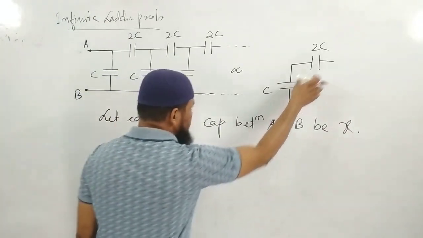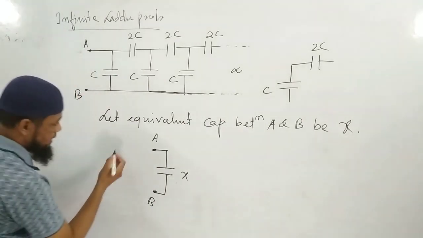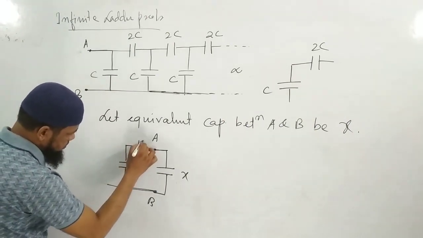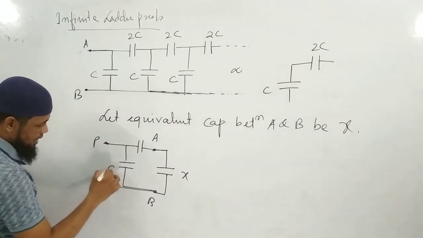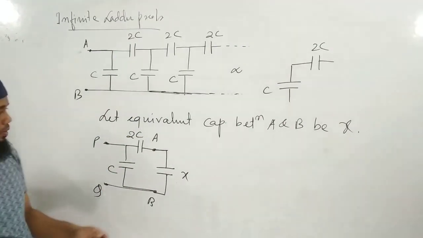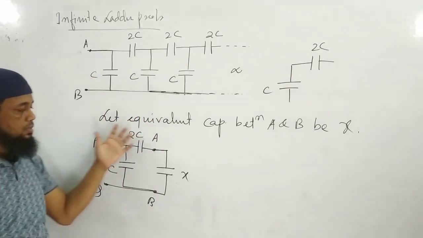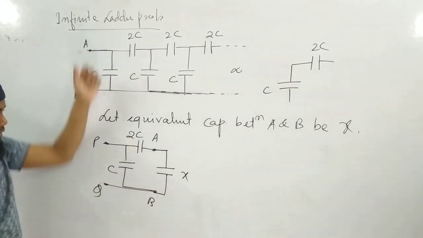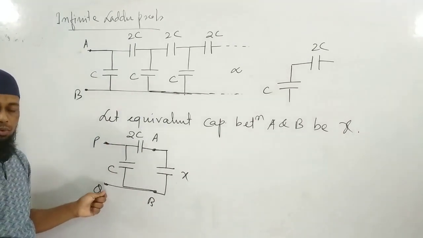So an element of this kind, let me add between A and B in front. Let me call these two points P and Q. I have added an element C and twice C. Now I have assumed the equivalent capacitance of this circuit to be X. Then the equivalent capacitance of this circuit will also become X, because I am adding the same element in front.